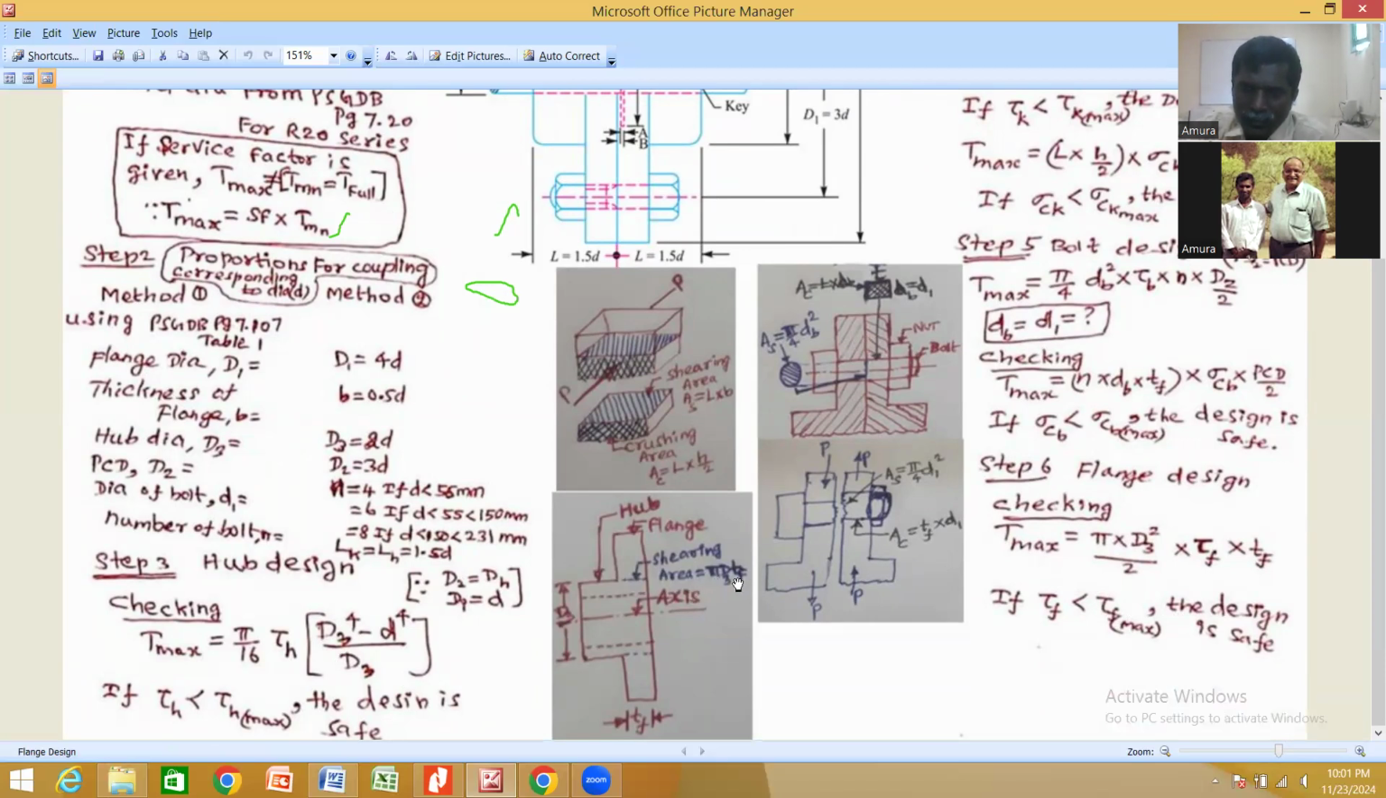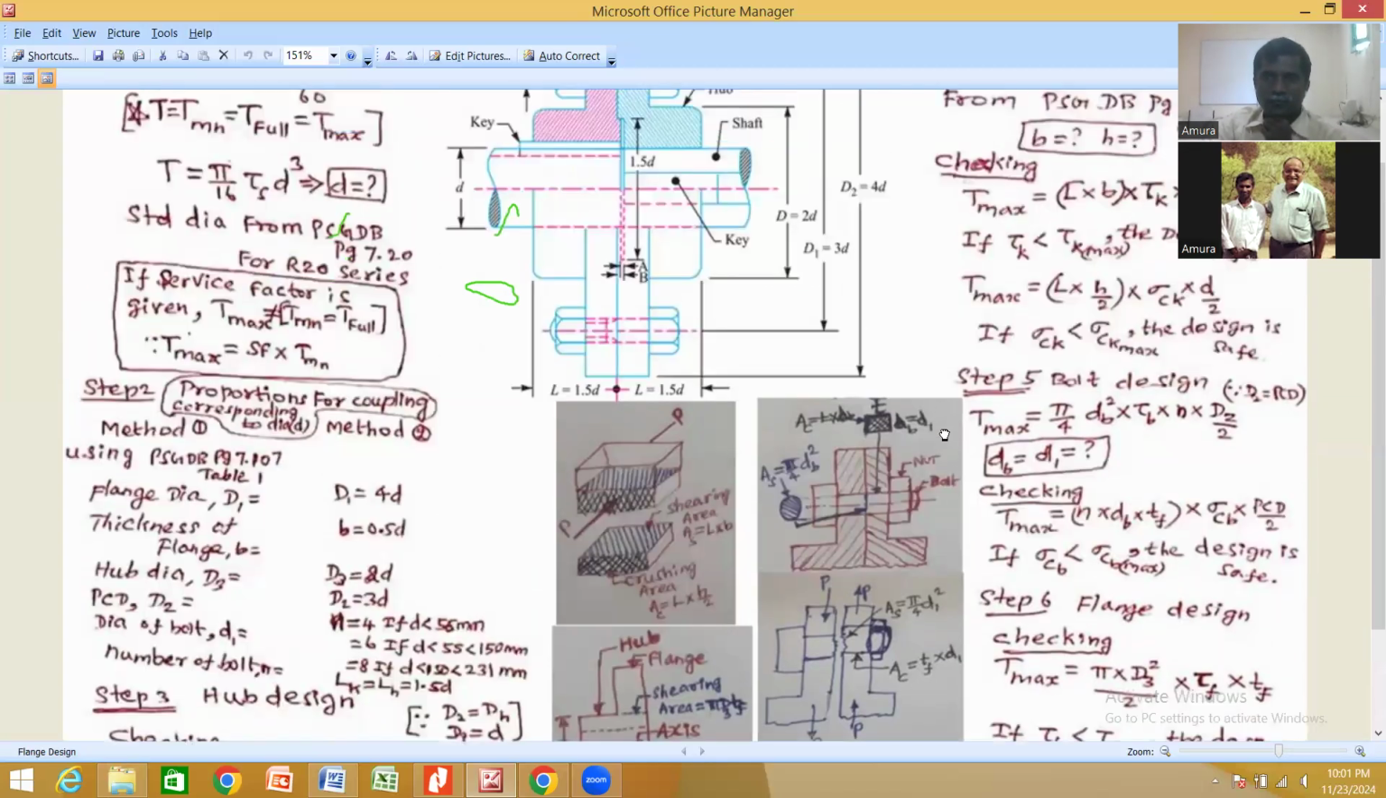That is pi d3 into thickness. So that formula I am substituting here for the area, into tau f into diameter by 2. After we do this calculation, we will get pi into d3 squared by 2 into shear stress into thickness of the flange. From this calculation, we have to confirm whether that shear stress is going to be less than the maximum or given permissible value. Then the design is safe. So this is the procedure of flange coupling.